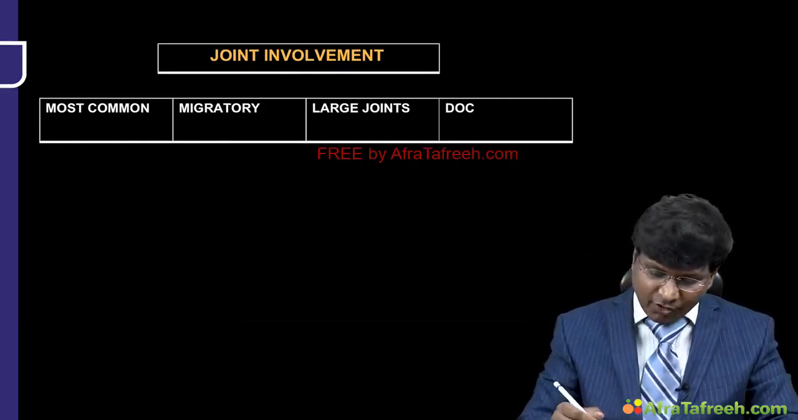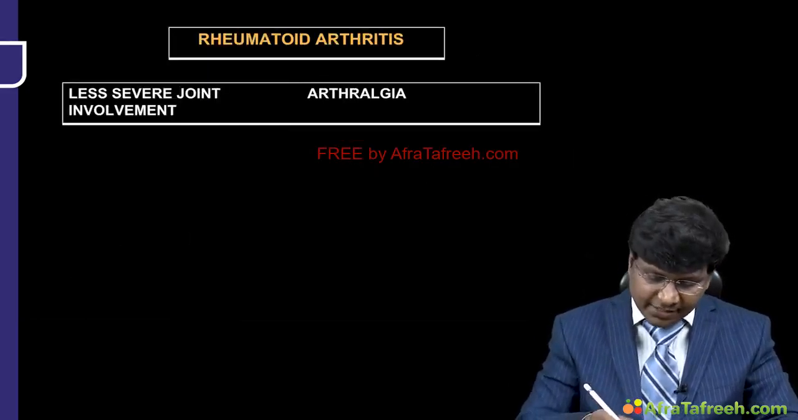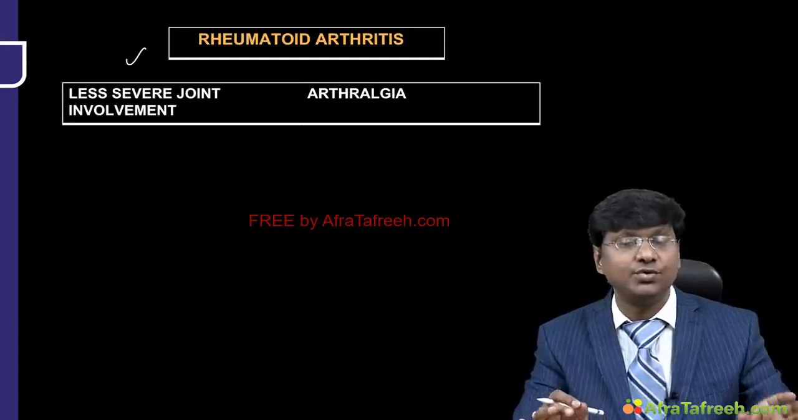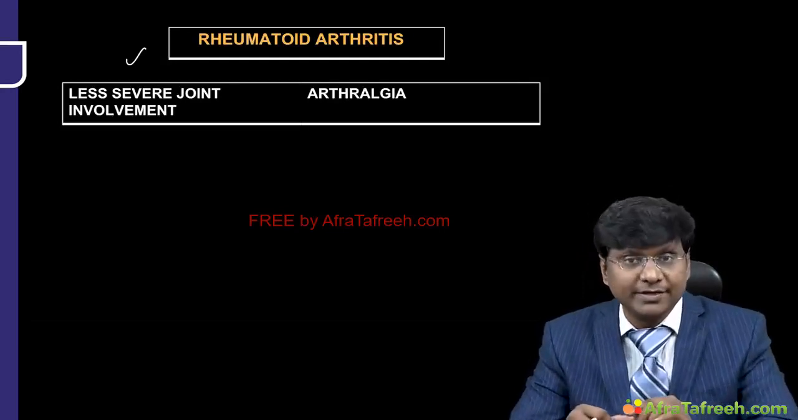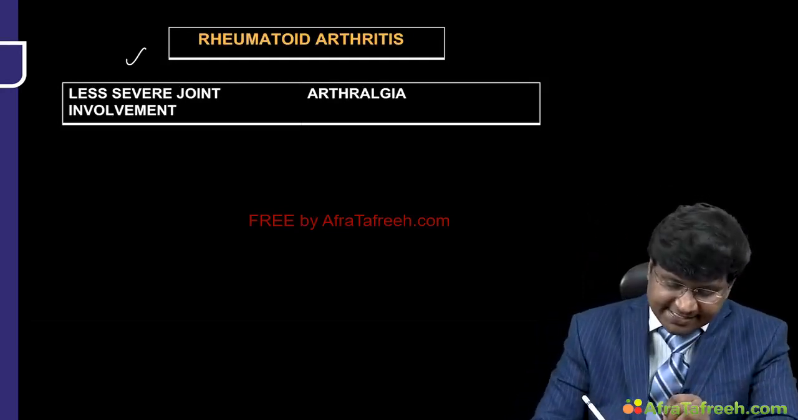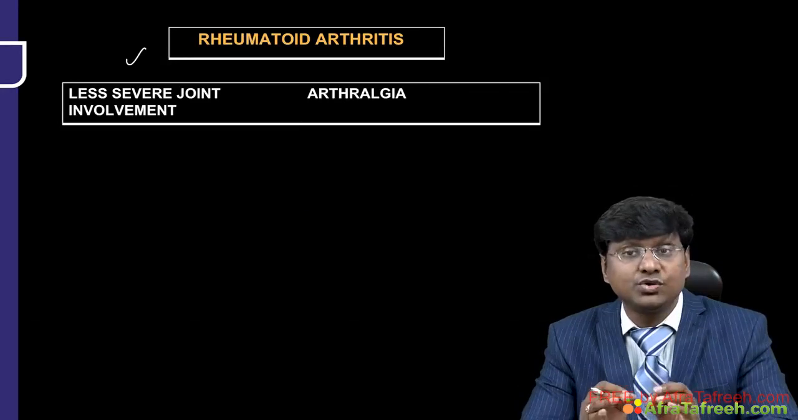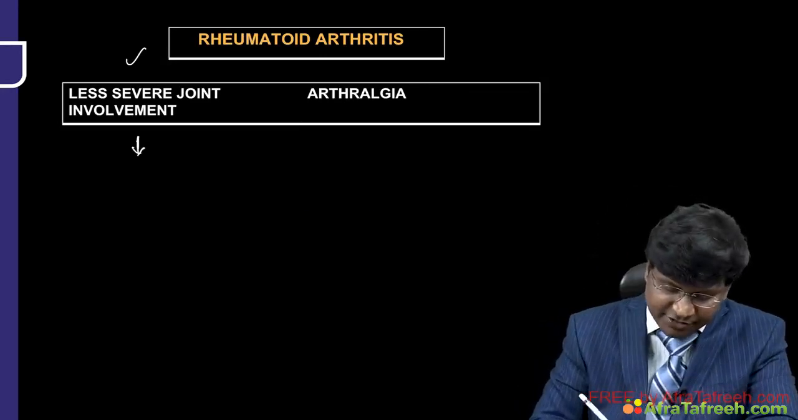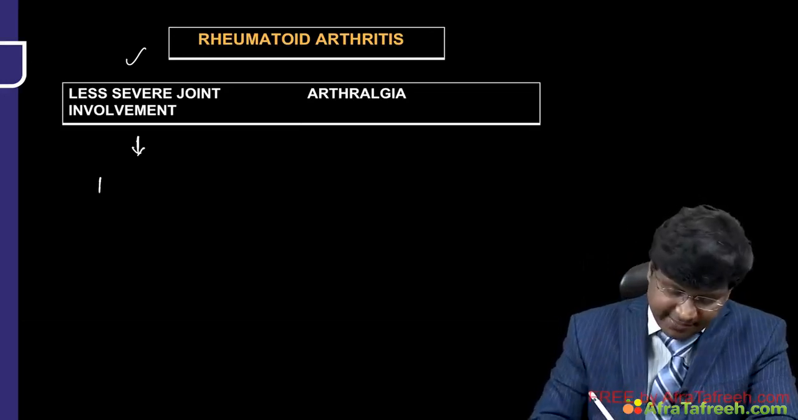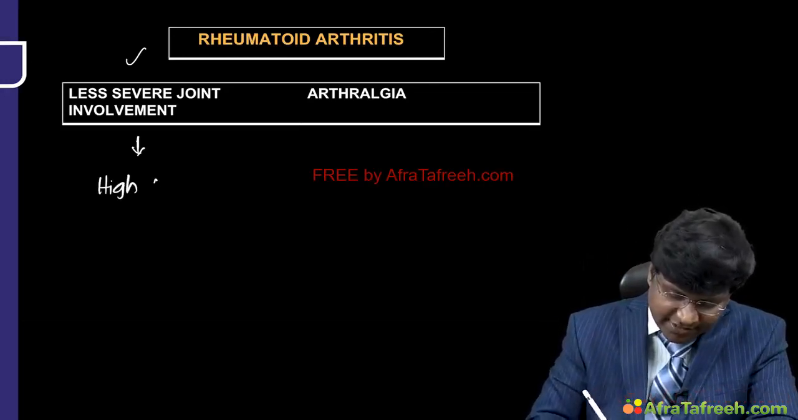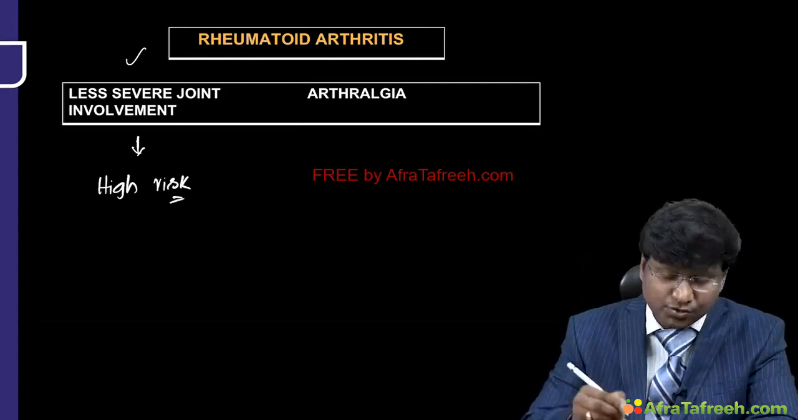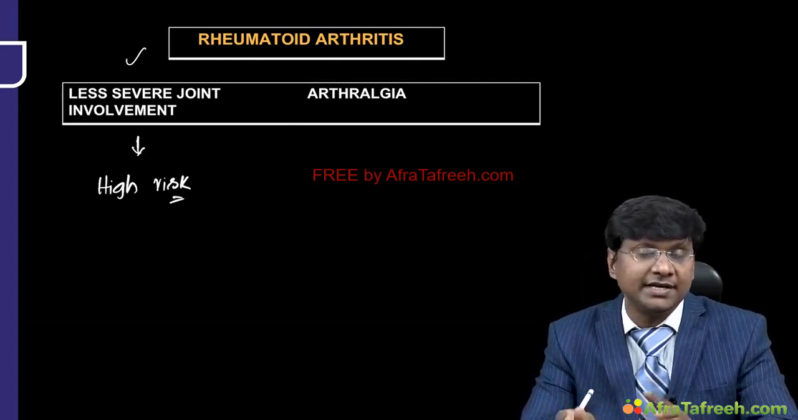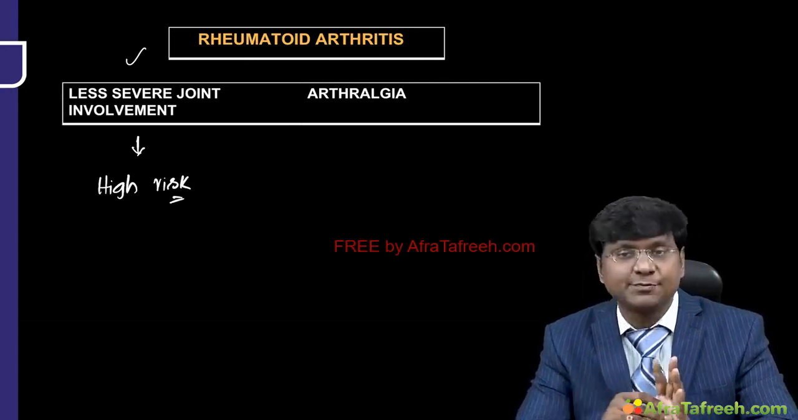Next, if there is less severe joint involvement, do we consider it as rheumatic arthritis? Yes. Less severe joint involvement is also relatively common and has been recognized as a major manifestation according to the Jones criteria in high risk populations. What is high risk population? I will discuss that. So less severe joint involvement can be taken as one of the major criteria according to Jones in the high risk populations.